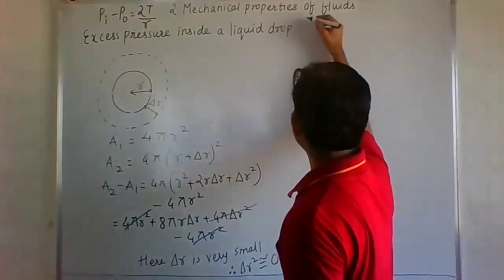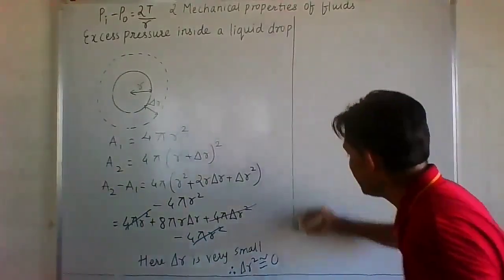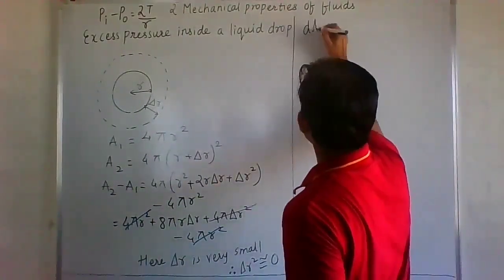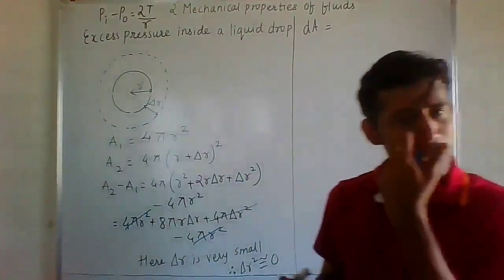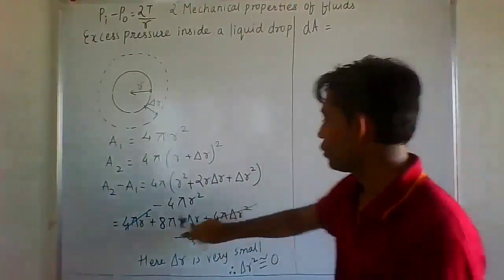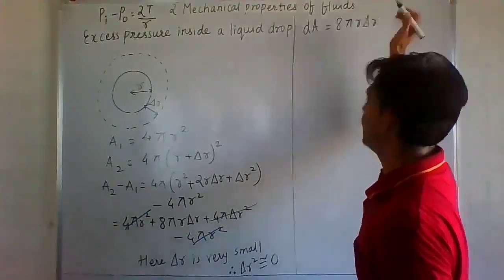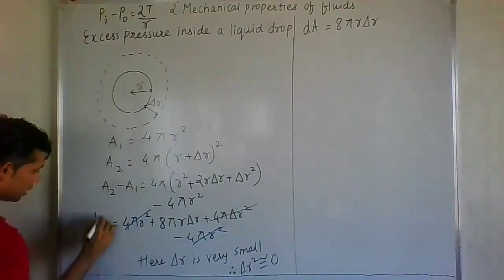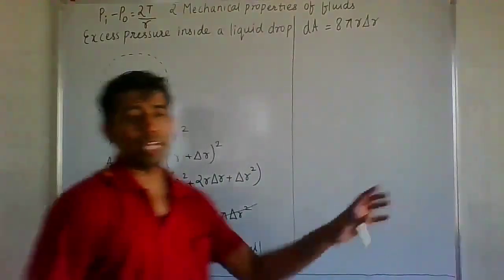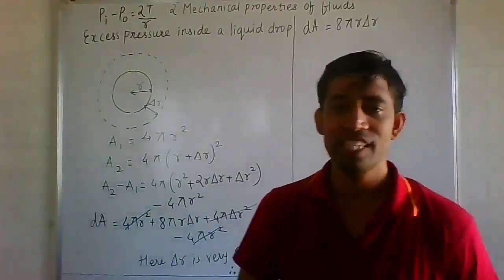So the change in area, that is denoted by dA. dA is the change in area. We are left with only 8 pi r into delta r. So here I write this is dA. So we have arrived at the change in surface area.